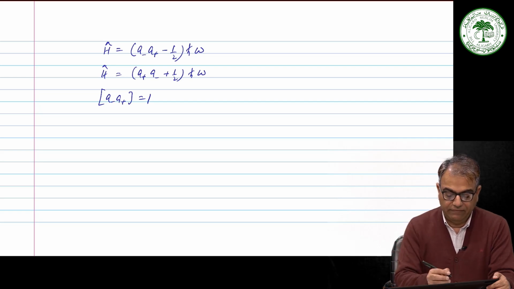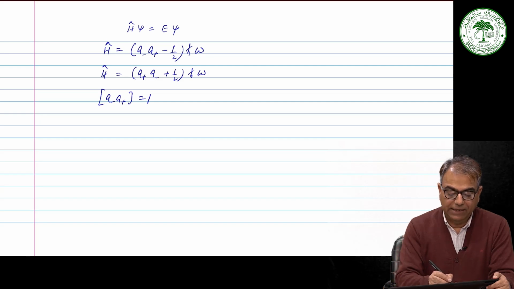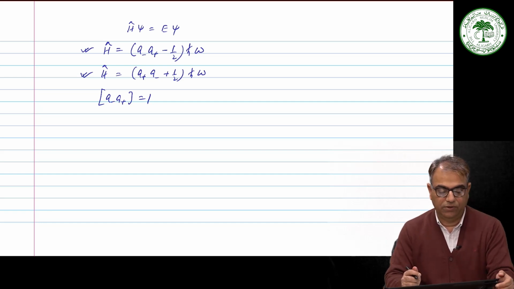The first what we have done is h psi is equal to E psi, that we know. Okay. So, what will happen if we apply these commutators to the ground state wave function? Okay. So, this we will try to find out in the next module. Okay. Thank you.